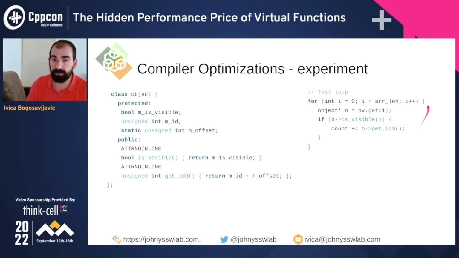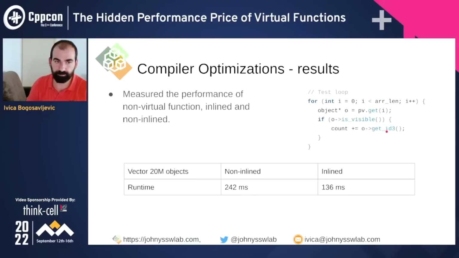So here is our test loop. The test loop iterates over an array of objects, and it gets an object from the array. Then it checks if the object is visible, and count plus-equals o of getID3. Okay, so this is our test loop. We have two calls to two functions: one is isVisible and the other one is getID3.